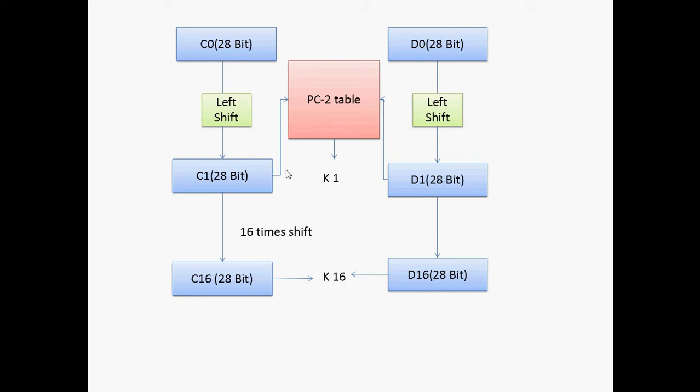Once we get the C1, D1, we have to send this through the PC2 table. We have to do a transposition of the bits again using the PC2 table. Once we have done the C1, D1 with the PC2 table, we'll come out with K1, which is the key one, that is the sub key. Similarly, all the C's and D's are sent to the PC2 table. Using the PC2 table, we'll get 16 sub keys, K1, K2, K3, like that up to 16 keys.